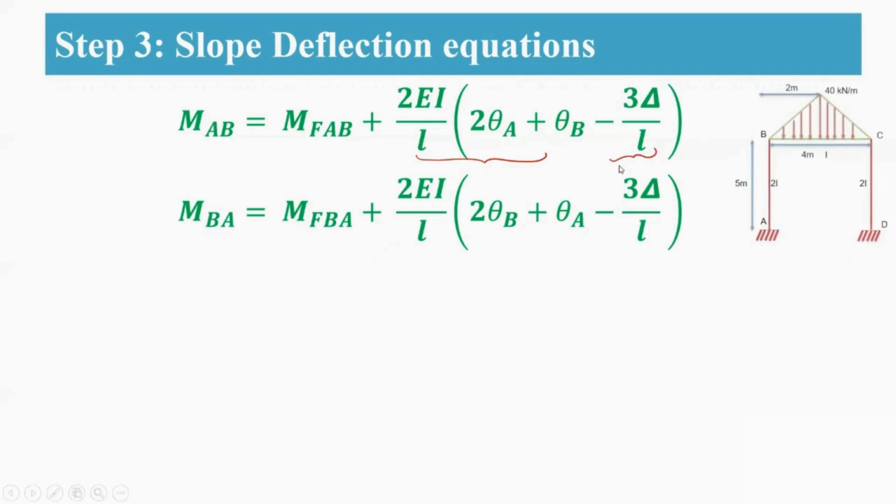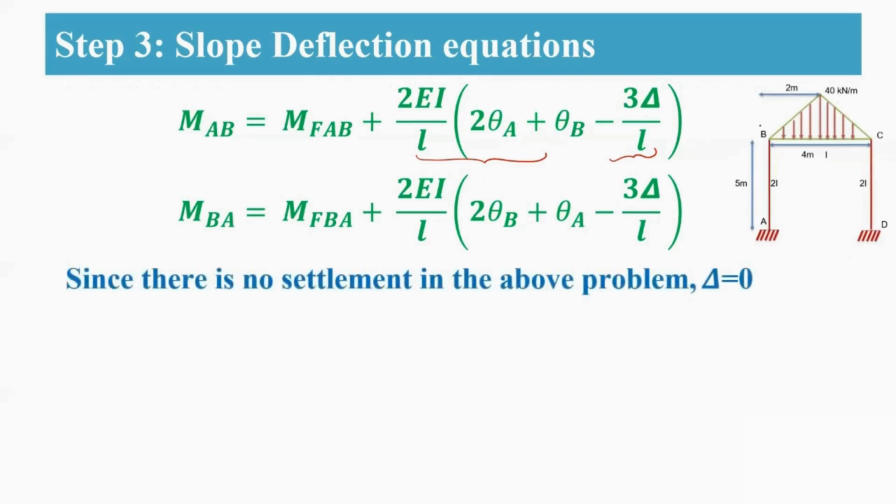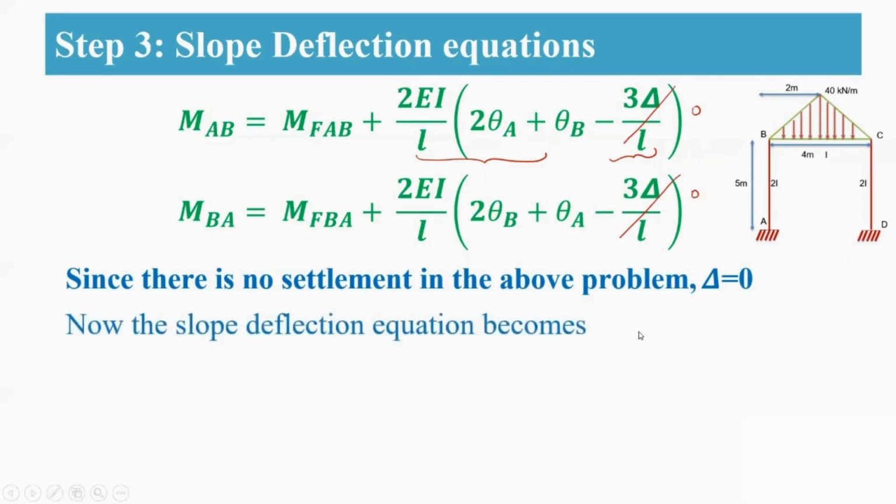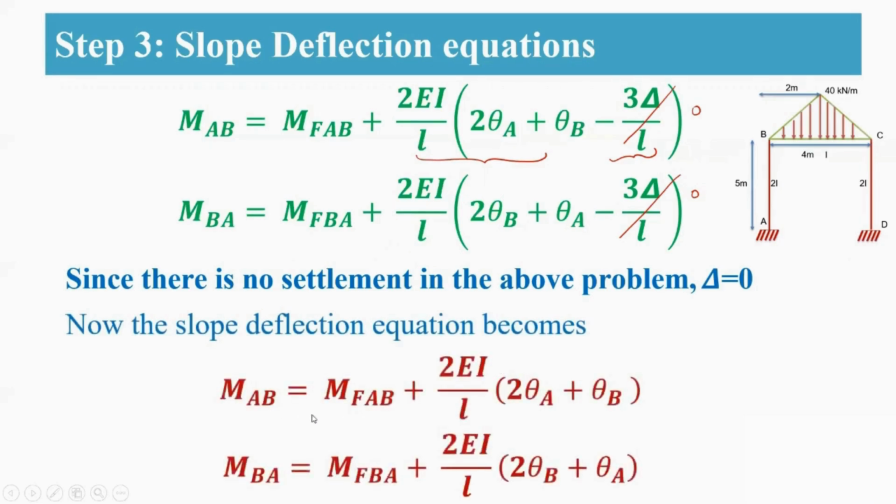So in this problem, as we already told, there is a no sway condition. So the delta will be 0 in this case. Therefore, now the slope deflection equations will become like this: only fixed end moments plus moment due to the rotation only. So you are going to substitute all these equations for all these three members, that is AB, BC and CD.